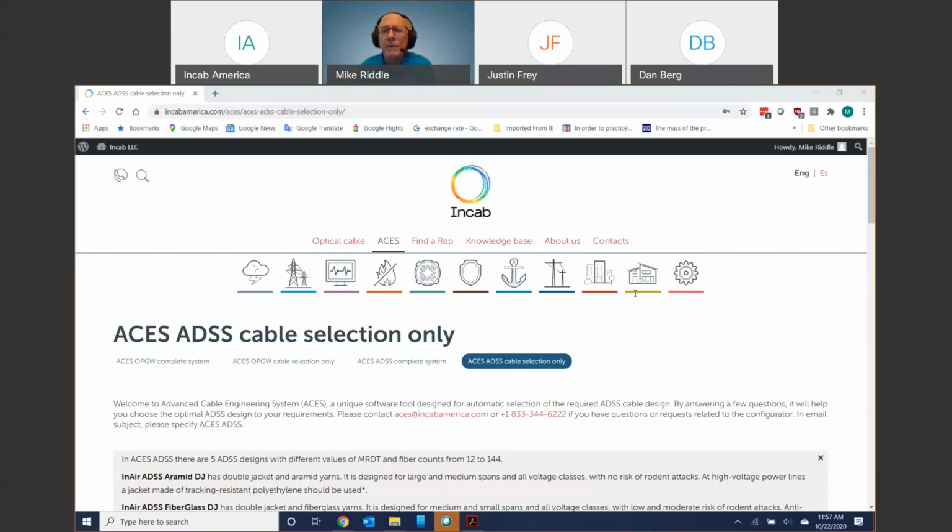So how do you access the software? Well, it's as simple as go to our website and click ACES, and then you're able to use it.